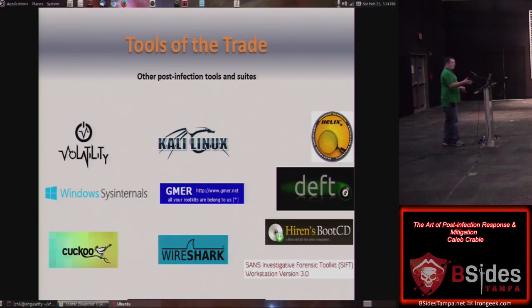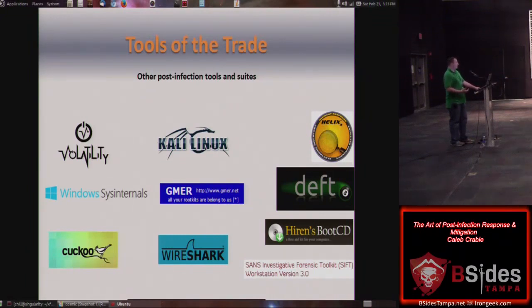So, some bootable utilities to have available. These are all free. Helix, a forensic investigation utility. Get on Helix. It has some investigative tools on it that you might use to look at the memory dumps. You might just use it to pull files off the system.